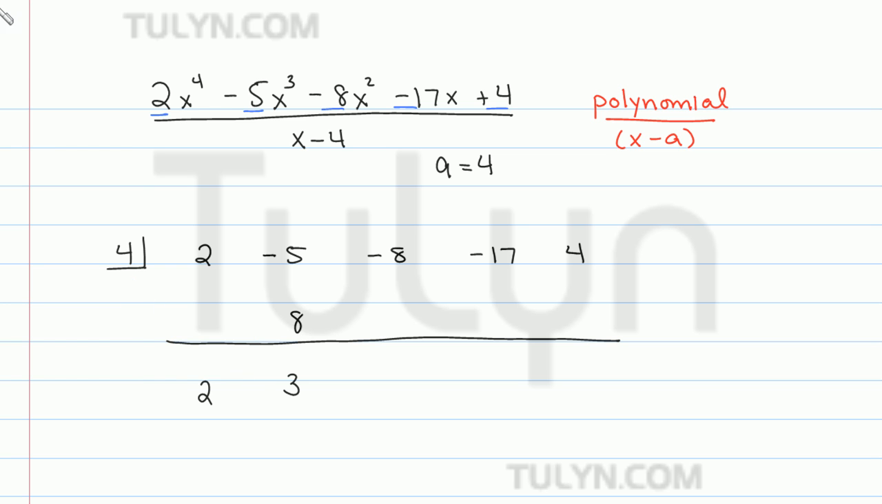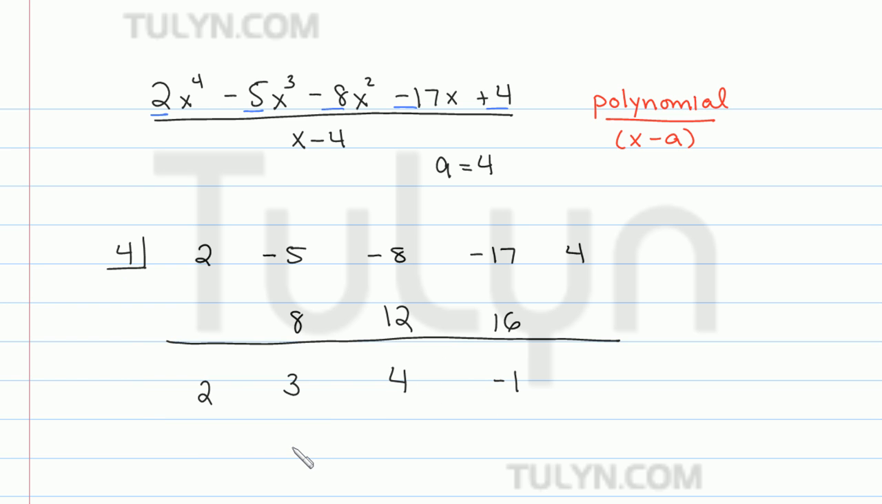So then we want to do this again, but this time instead of using the 2, we want to use the 3, our new value. So we want to take 4 times 3 and put it up here. And then we want to add 12 and negative 8, which is going to give us positive 4. So then we want to do it again, right? But now with the 4. We take this 4, multiply it by 4, and put it here under the negative 17. And then adding negative 17 plus 16, we're going to get negative 1.